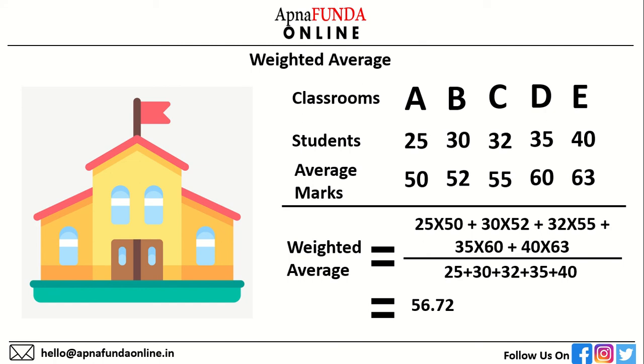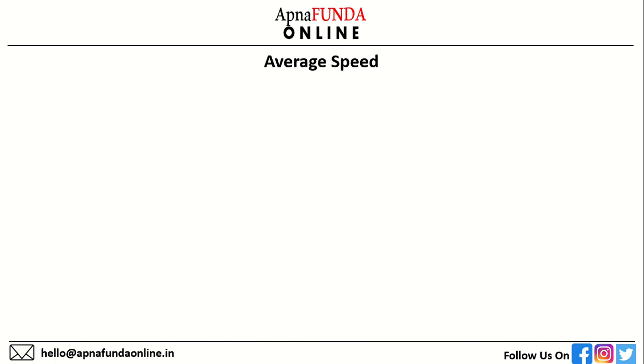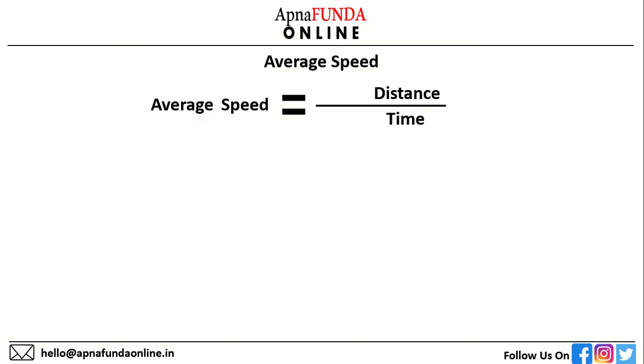There is another concept of average speed which we will discuss. Speed is equal to distance by time, and average speed is equal to total distance by total time. Check out our videos on time, speed and distance for more on this topic. For now, we need to understand what an average speed is. We are talking about the speed of something like a vehicle, car, bus, train, flight, ship, cycle, anything.